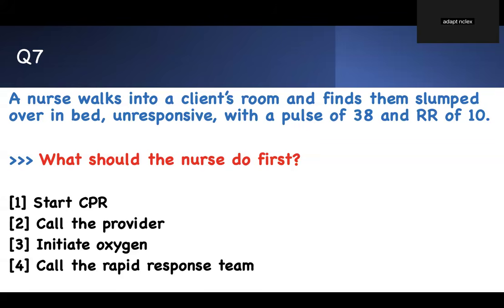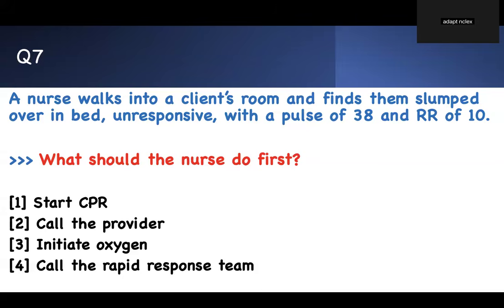Number 2, call the healthcare provider. Can you do something before calling the healthcare provider? The patient is unresponsive. The first thing we always say is ABC. But the first thing when you see an unresponsive patient is to assess them and ask, are you okay? That is what the nurse has done, and that is why she can know the patient is unresponsive. Check for responsiveness, then check a pulse, and then see if they're breathing.